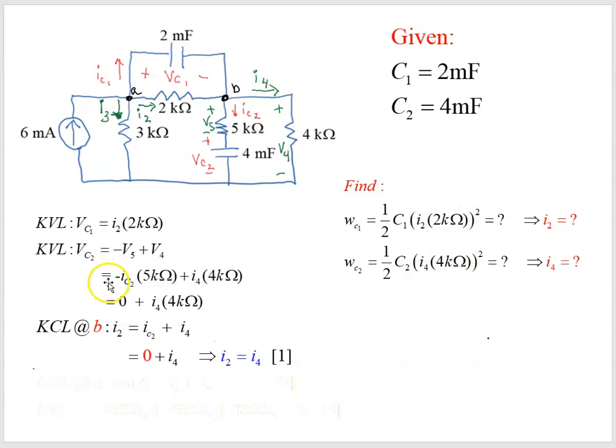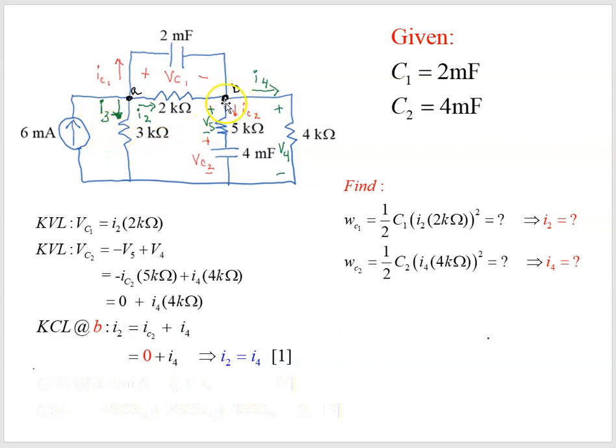So again, what we've done so far, we need to add some analysis to find I2 and I4. Well, what can we do here? We can do another KCL here. We know this current, 6 milliamps, is flowing into node A. The 6 milliamps flowing into node A is equal to I2 plus IC1, which is 0, plus I3. So I3 plus I2 has got to be equal to 6 milliamps.